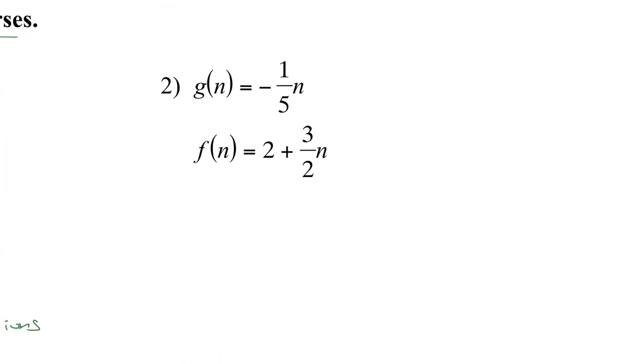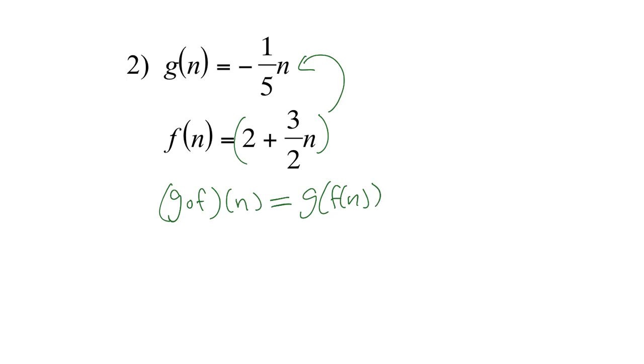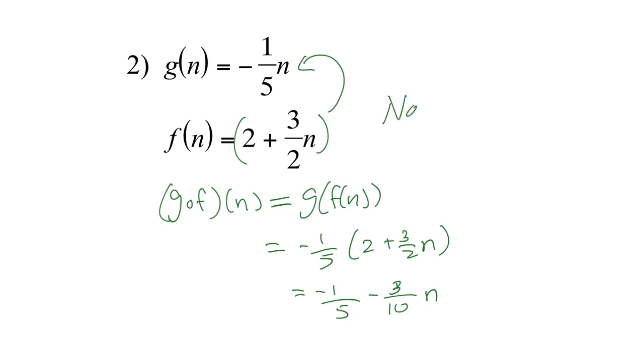Okay? Number 2. Again, let's start by substituting. I'm going to start by g of f of n. So I'm going to plug in this on that one. So g of f of n equals negative 1/5 times 2 plus 3 half n. You can see right here, just by looking at the exercise, you can figure out that these are not going to be inverses of each other. So this is not the same as n. So in that case, they are not inverses.